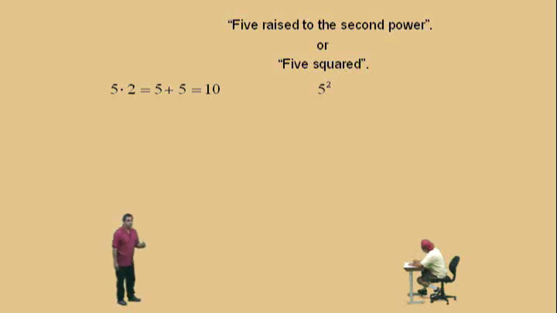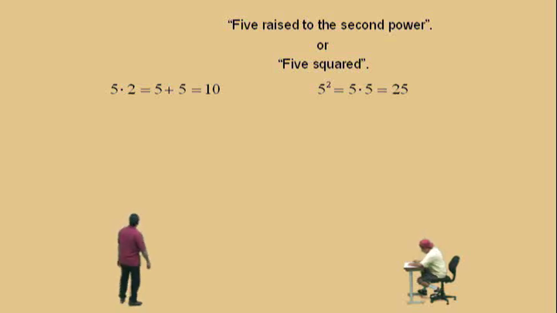Well, what we want to know now is, what does it mean? Okay, Charlie, remember, 5 times 2 meant 5 plus 5. 5 raised to the second power means 5 times 5. You see the difference? This one's 5 plus 5. That's 5 times 5. And what is 5 times 5, Charlie? 25. Very nice here.